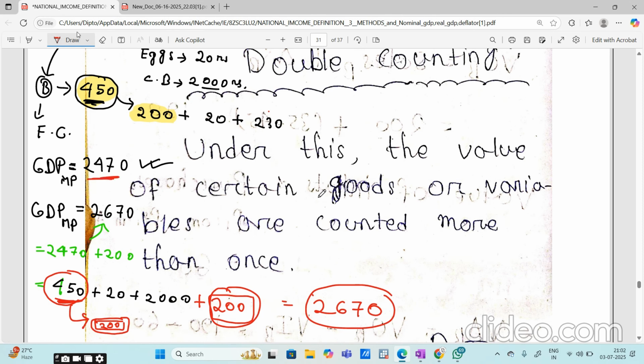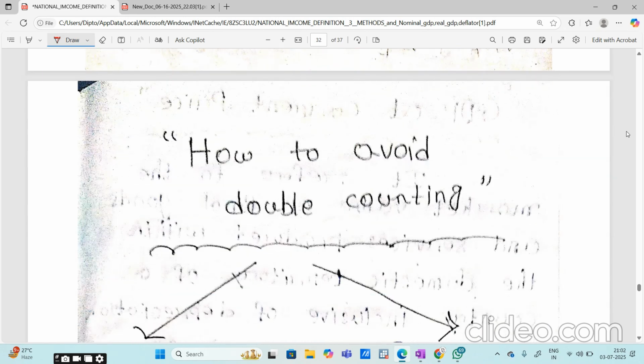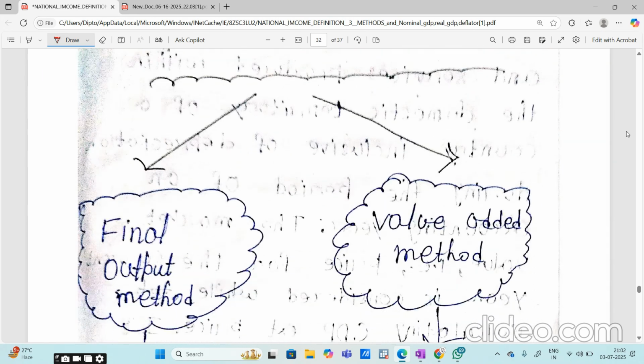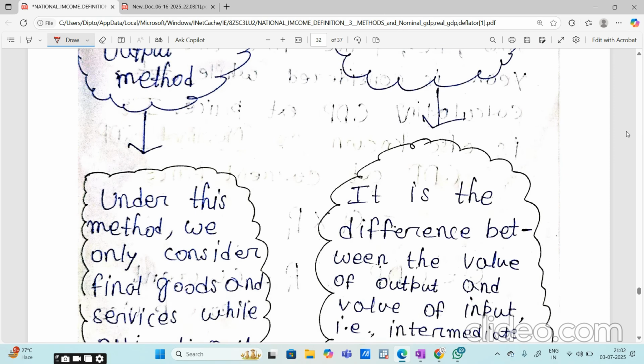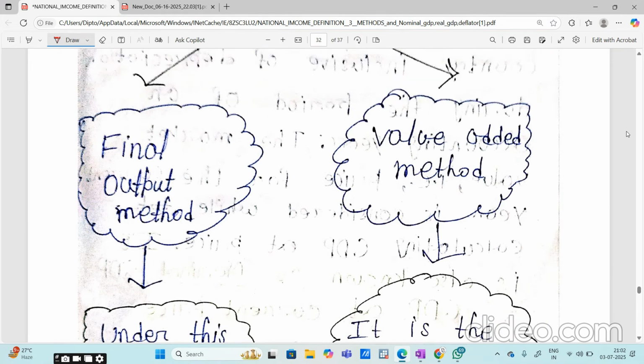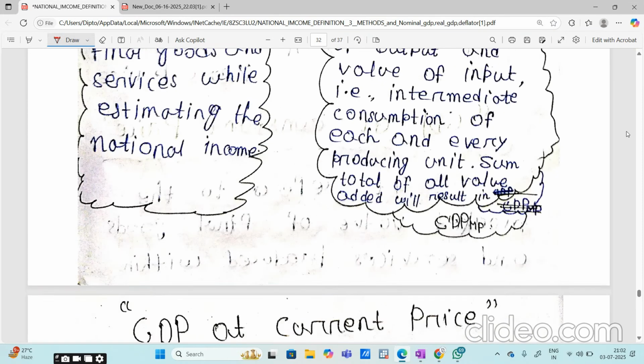So this is the problem of double counting that arises if we take the value of the intermediate goods into the calculation. If we add the value of the intermediate goods in GDP, then this problem of double counting can arise. How to avoid double counting? For avoiding double counting, we should never use the income method. If we are using the income method, then the problem of double counting can arise. If we use the final output method and the value addition method, which is also known as the product method, then we can get rid of the problem of double counting.